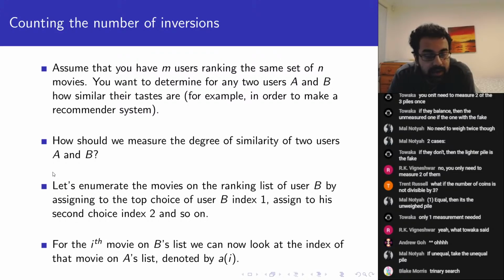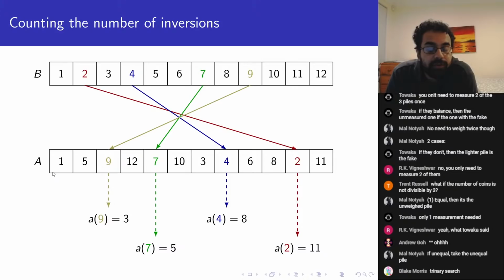and index A's list by AI. So I'll show you what I mean by this. Say I have person B's list, and I'm going to label the movies 1, 2, 3 according to their position in B's list. So always the position of movie I in B's list is the ith preference.